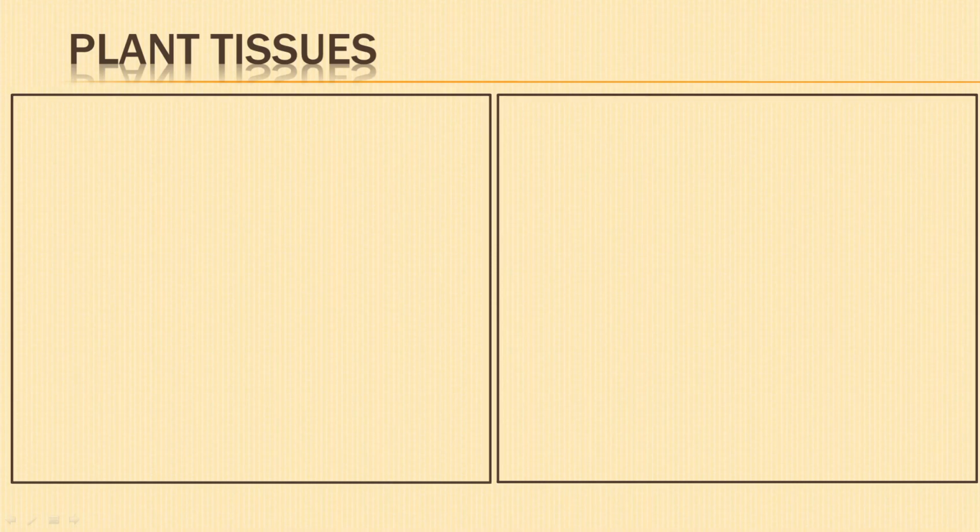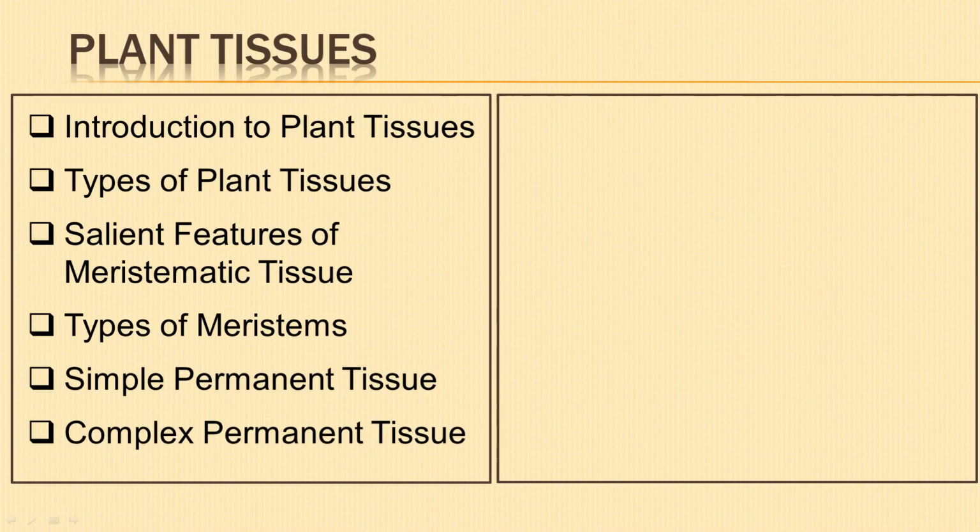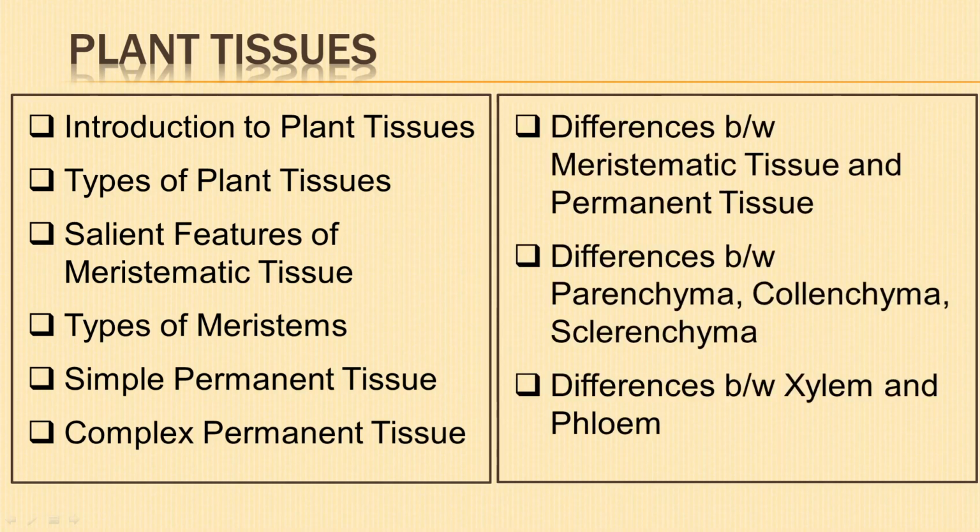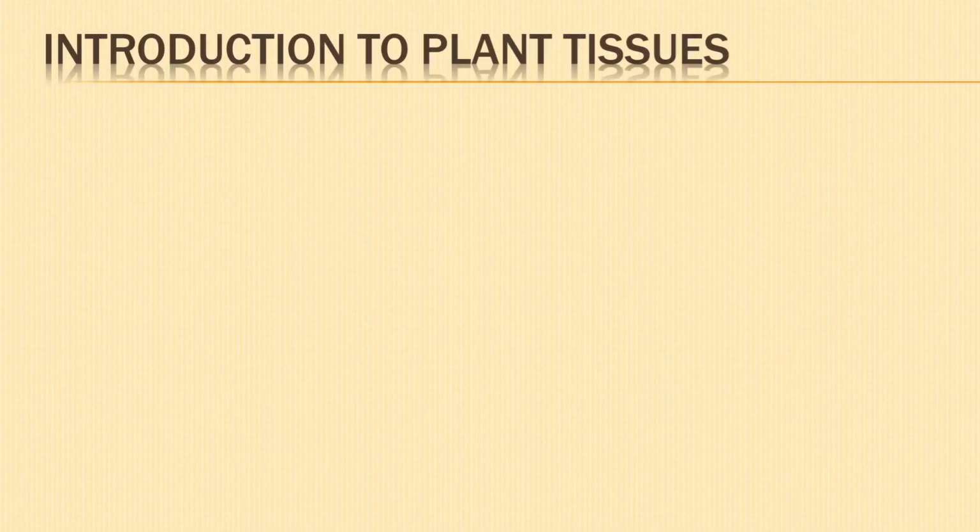Hello, in today's video, we shall learn in detail about plant tissues. By the end of this video, you will have a clear understanding about the different types of plant tissues, namely meristematic tissues and permanent tissues, their structures, functions, and also differences between them. Let us start with the introduction to plant tissues.